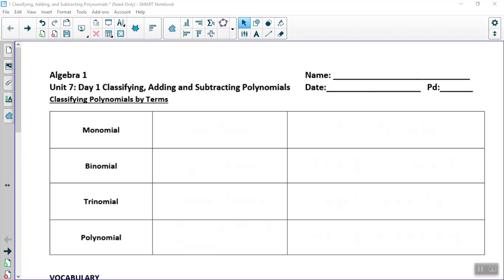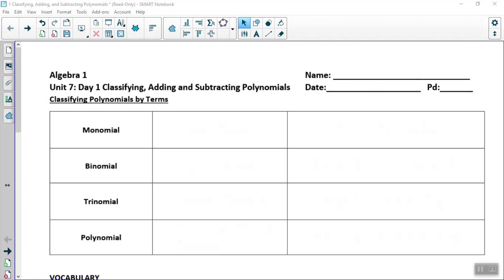Hi everyone. We're going to start Unit 7 off. We're talking about some basic properties of polynomials. And then we're going to go into adding and subtracting, which really just comes down to combining like terms, a skill we've already done.